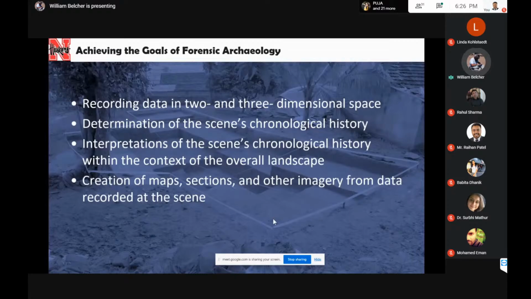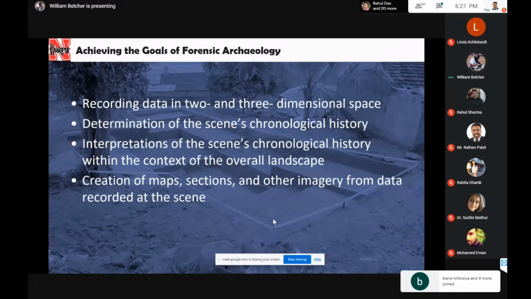So what was the site like? What was the scene like before? How did the material get there? And what has happened to it since then? And so that leads us into, we want to be able to interpret the scene's chronological history within the context of the overall landscape. What was going on outside the scene? How did that affect what was going on inside the scene in terms of animals, insects, that kind of thing?